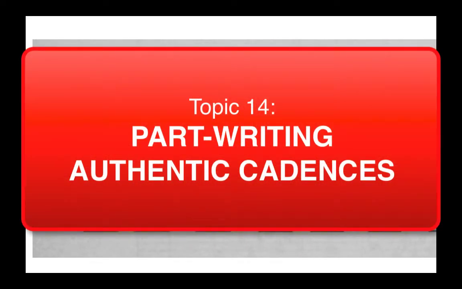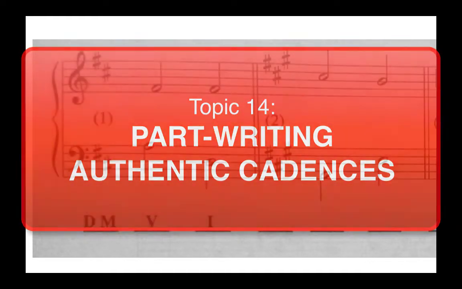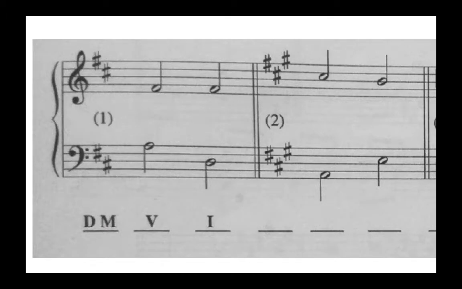In this video, we'll be working through the first 4 part writing problems in assignment 5-4, which is concerned with writing authentic cadences. You'll remember that authentic cadences are cadences that go from the dominant triad to the tonic triad, either in a major key or a minor key. And also, we only have to write the inner voices here in this exercise, the alto and the tenor. The soprano and bass have been provided for us.